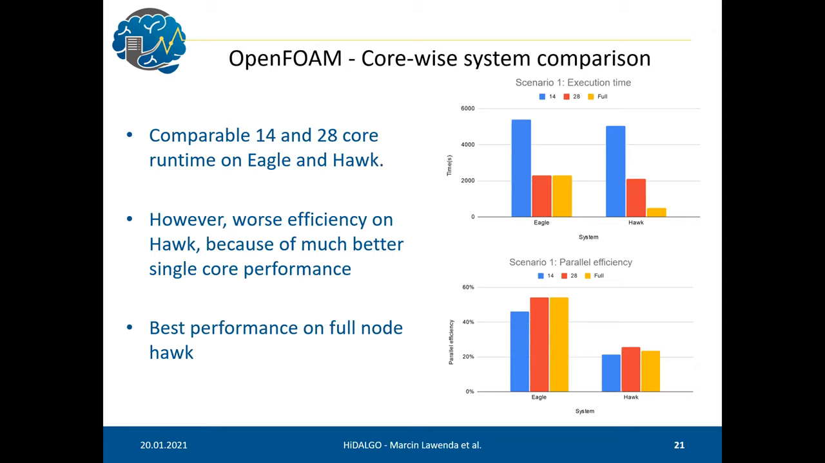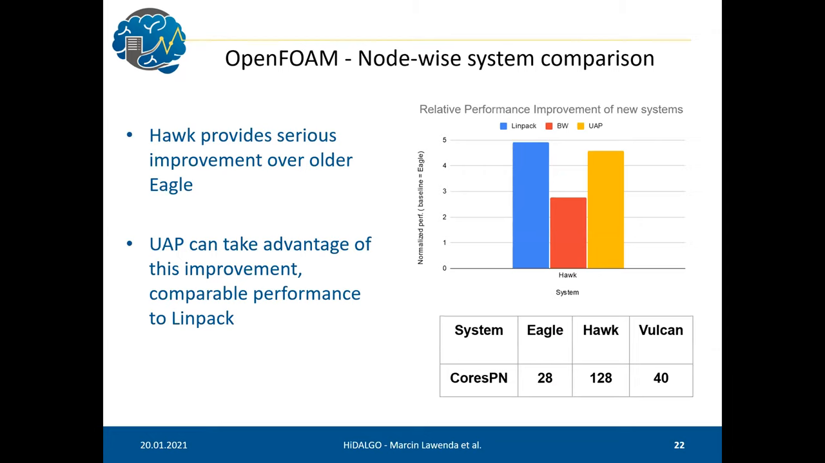Okay, for the urban air pollution and OpenFOAM in scenario one, when we are looking at this core-wise aspect, and we compare 14 and 28 cores, as you see, the runtime is comparable on Eagle and the Hawk. However, the worst efficiency is for the Hawk because of this huge amount of cores, but we didn't get so much expected benefit from it comparing to the efficiency. And the best performance, of course, is on a full node on Hawk, which is expected.